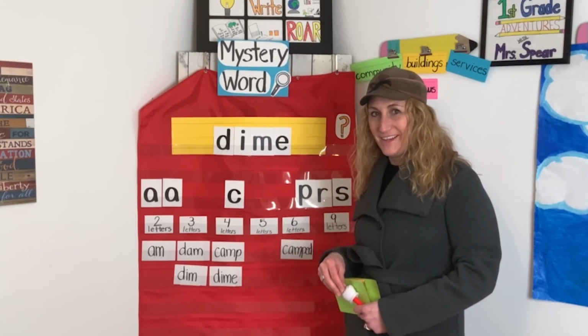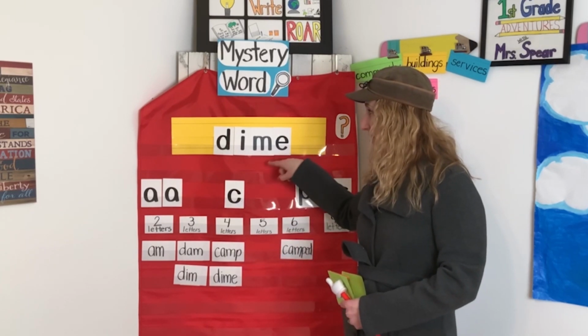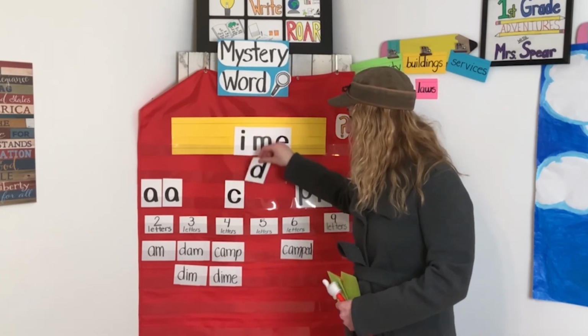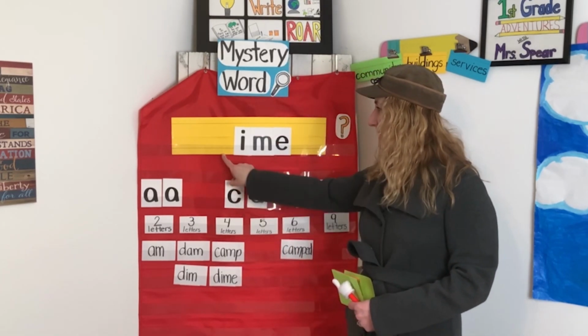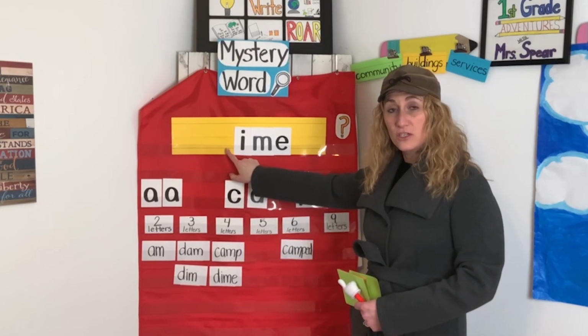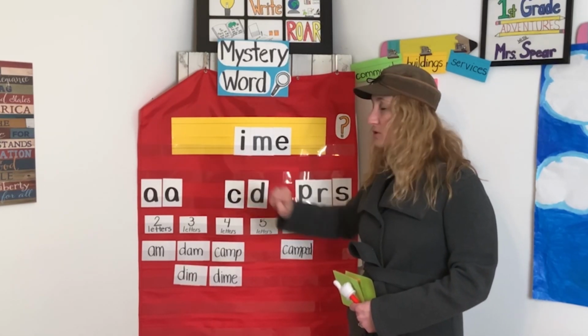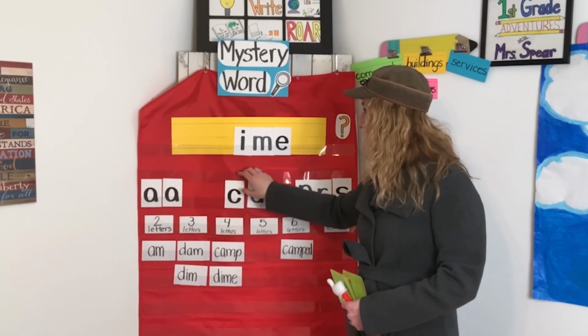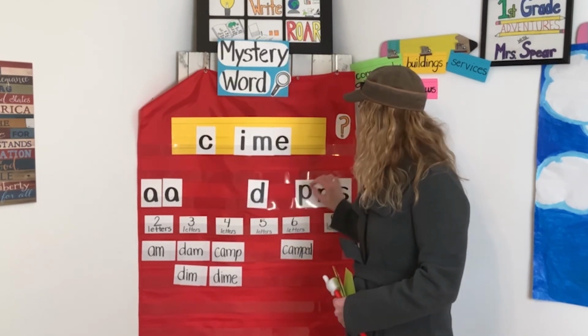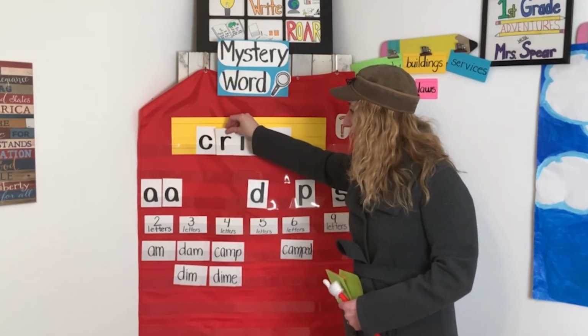That is some good thinking. We know we have the I-M part, so we're going to leave that. But we want to take away the D. What do we have to put at the beginning to make it say cur? You got it. We've learned about blends before. We have the CR blend at the beginning.